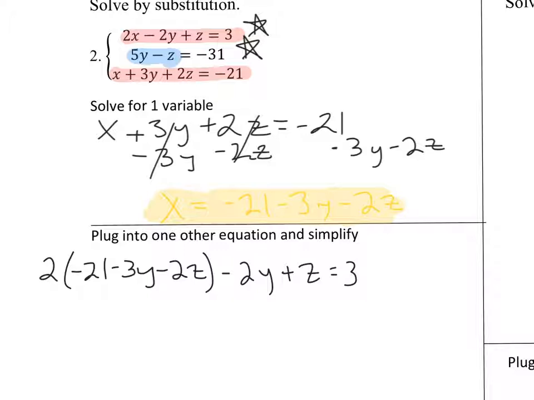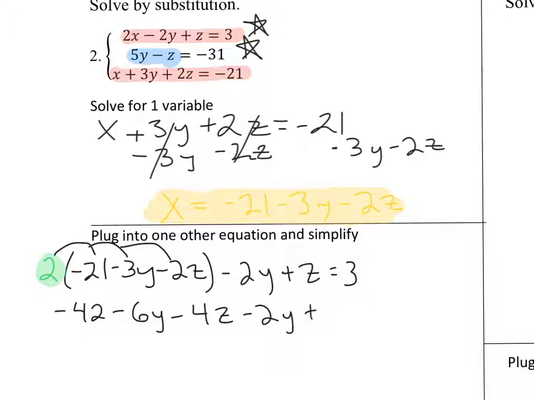There we go. So now when you plug it in, typically you have to distribute. What that means is this number on the outside, I have to distribute to each one of these numbers. So 2 times negative 21 is a minus 42. 2 times a minus 3 is going to be a negative 6y. 2 times negative 2 is going to be a minus 4z. And then we have minus 2y plus z is equal to 3.